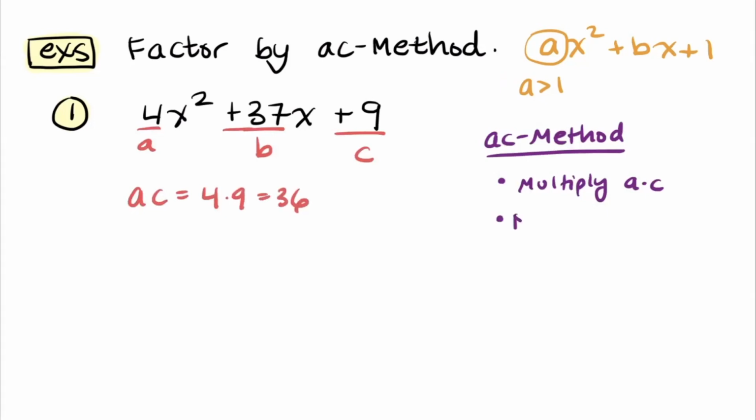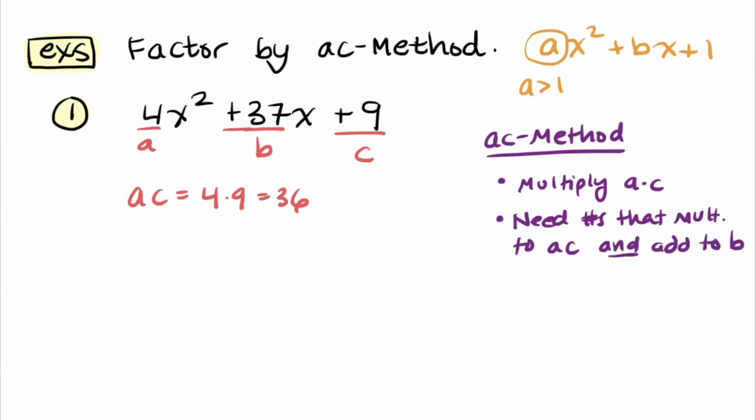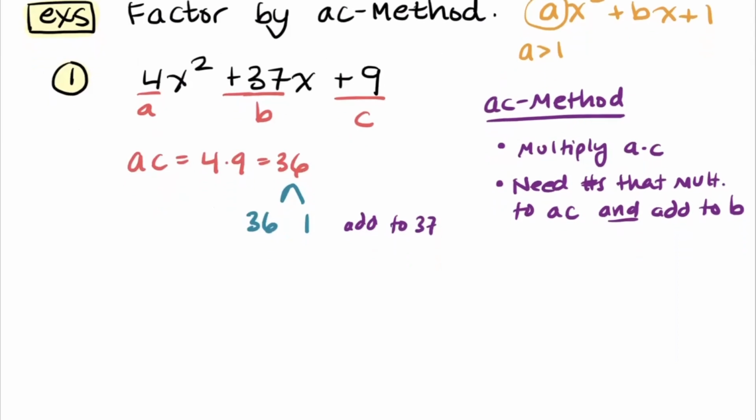Okay, then you need numbers that multiply to that product, which in this case is 36, and add to B. So here's where we use the positive 37. So numbers that multiply to 36 and add up to 37, which is only 36 and 1, right? These are going to add to 37, which is B. Okay, then once you find those numbers, you split the middle term, the Bx term, using them.